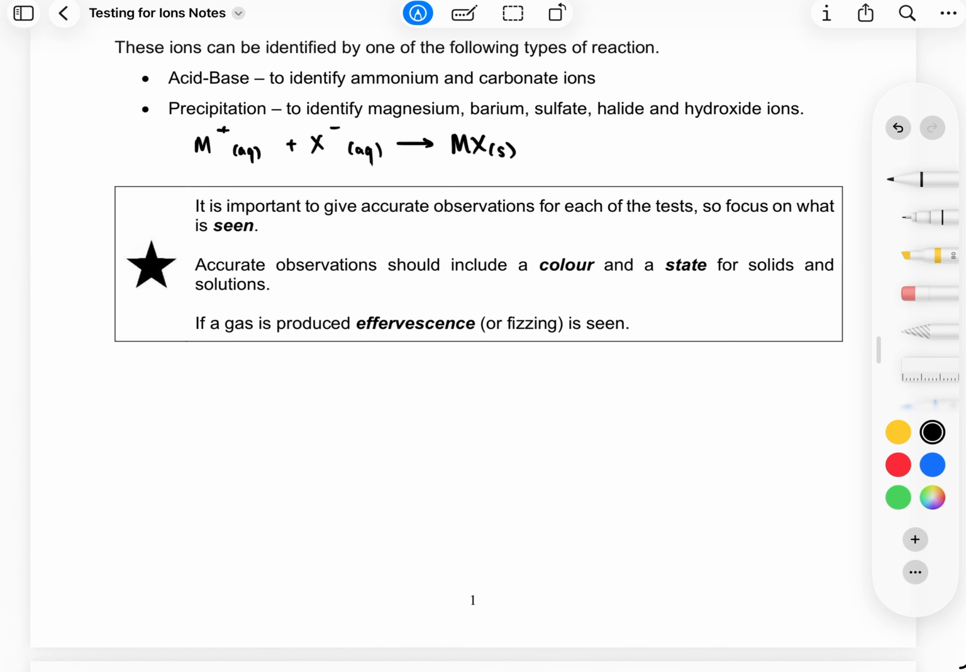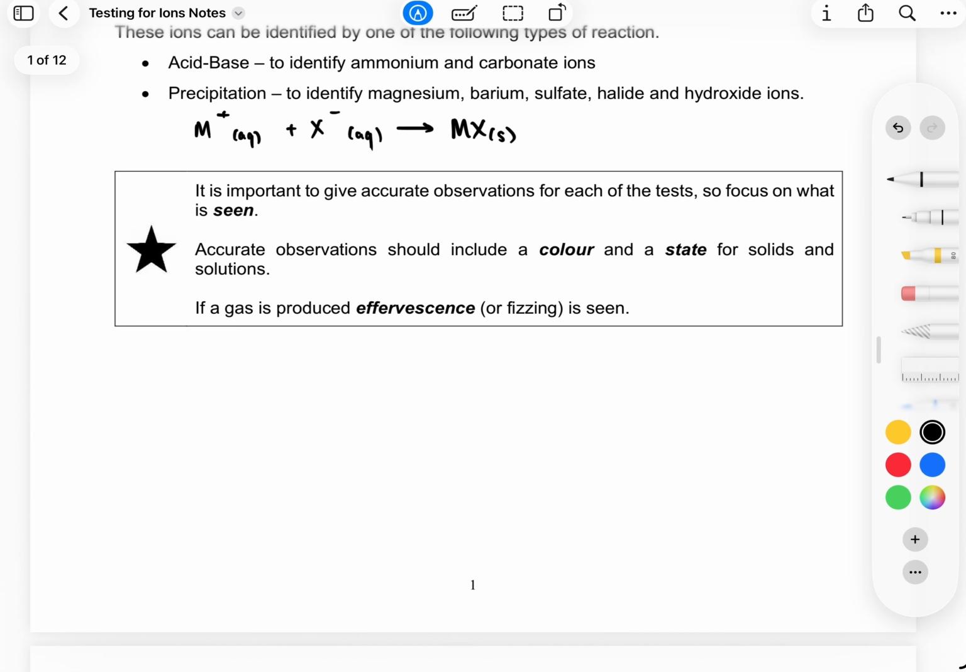The very important thing about writing observations for this particular part of chemistry is that observations should focus on what you can see. And so we are talking about colours and state symbols. So, for example, we might see a white precipitate, so that would be a white solid. We might see an orange solution, so that's a colour and a state. We might see effervescence if we see a gas.